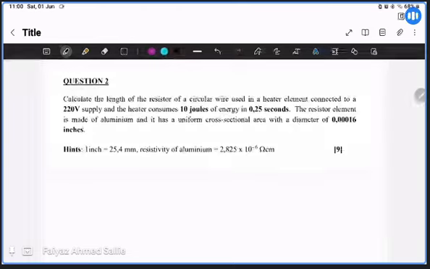The resistor element is made of aluminum and it has a uniform cross-section area with a diameter of 0.00016 inches. So they want us to calculate the length of this wire.